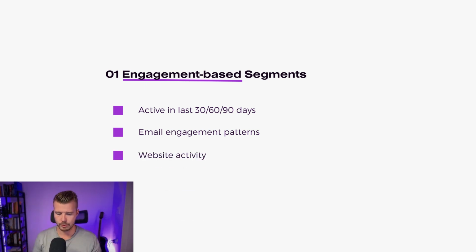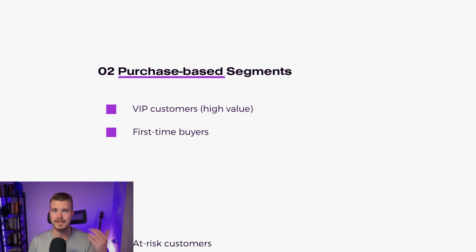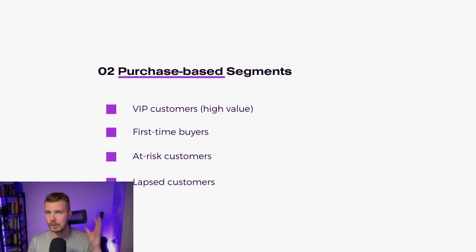You can say like people who have added to cart X amount of times or viewed a product X amount of times, etc. The second would be purchase-based segments. So these are the VIPs, the high value customers, the first time buyers, at-risk customers. So people who haven't purchased in a while, which is like the lapsed customers as well. There's a lot of different purchase-based segments that you can create, but those are 4 that I definitely recommend creating.